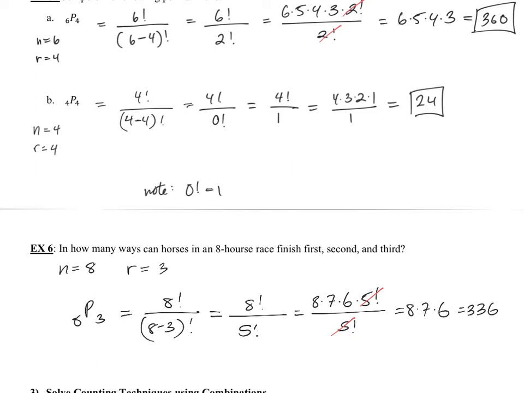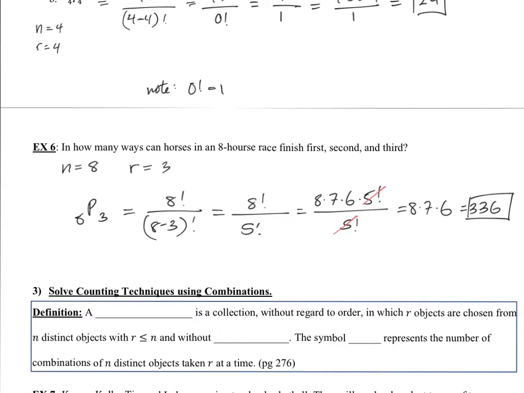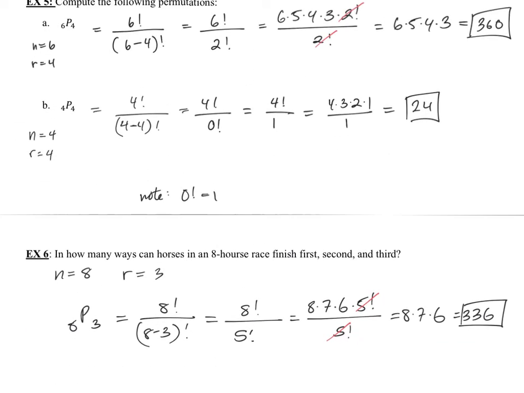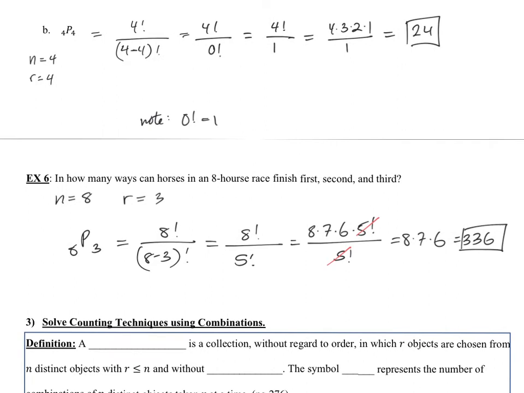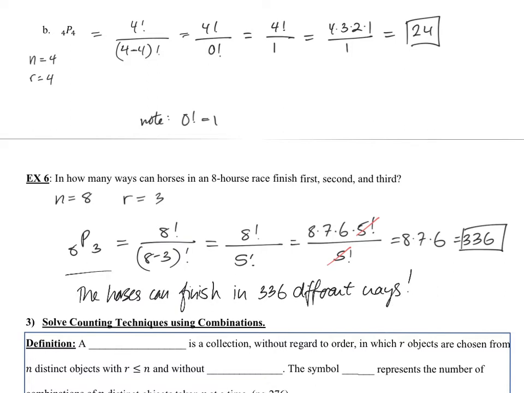Almost wrote with my real pen here. Okay. And there we go. So, this is a word problem. How many ways can horses in an 8-horse race finish? The horses can finish in 336 different ways. Exclamation point, because it's extra exciting, right?